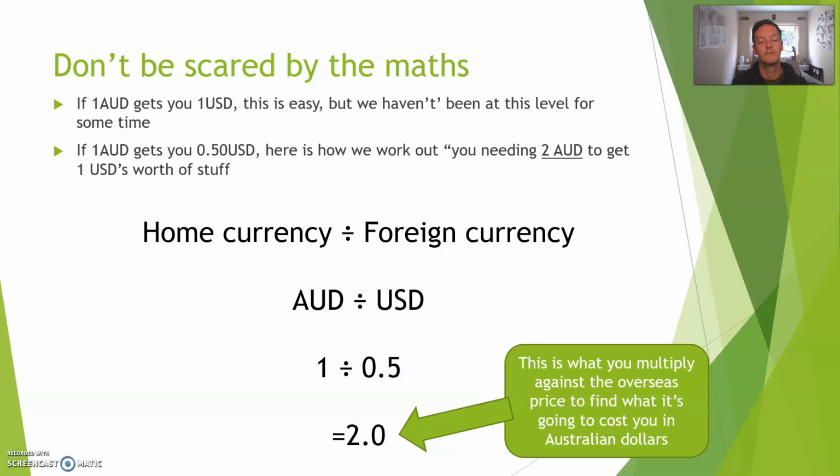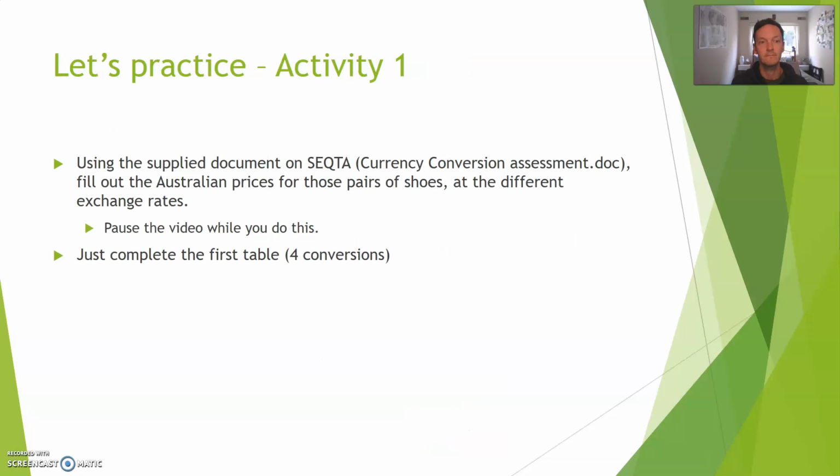I'm going to keep this formula on the following screen so you can have it there for your little test. Okay, so I'm going to get you guys to do an activity now. There's a Word document on Sector, or a PDF, I can't remember which. Oh no, it's a doc. It's called Currency Conversion Assessment Doc. You'll see there is a table where you've got different currency exchange rates and different American prices, and then you've got to calculate what that is in Australian dollars.